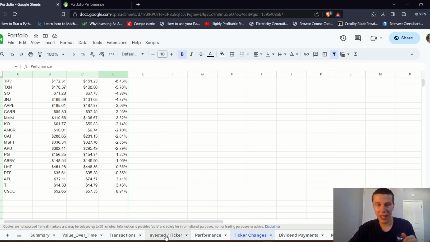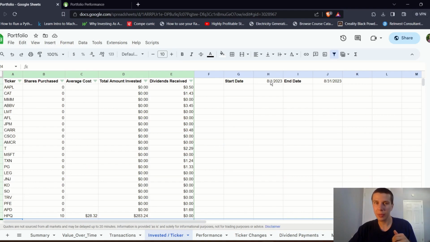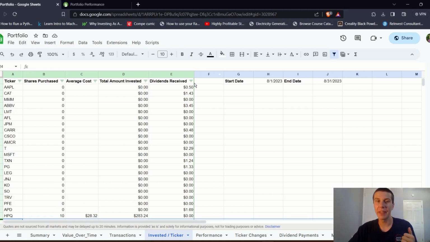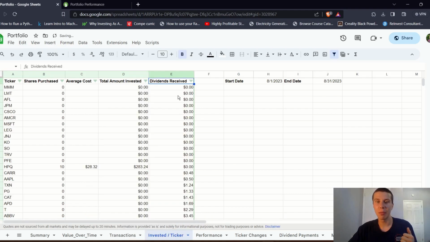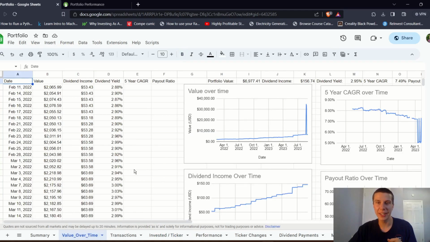And then also looking at invested per ticker, this can just give us an idea of how much we invested in all the different companies, which obviously we just invested $283 in HPQ. And then looking at dividends, we can see which companies paid us the most dividends here. AbbVie, AT&T, Air Products and Chemicals, Caterpillar were the top 4 there. And then also looking at this value over time, which I really like to look at here.